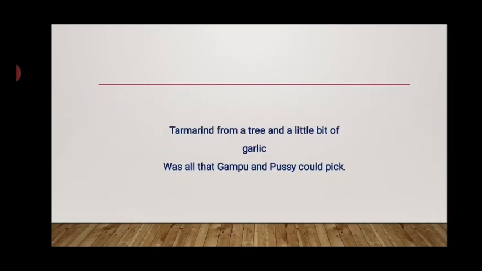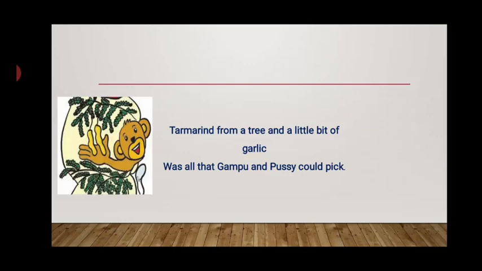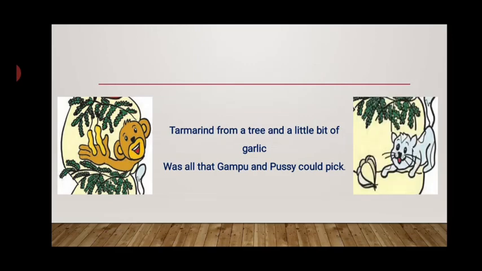Next: tamarind from a tree and a little bit of garlic was all that Gampu and Pussy could pick. Now who is Gampu and who is Pussy? Gampu is a monkey and Pussy is a cat. What did Gampu get from the farm? He got tamarind from a tree. Tamarind we can say in Hindi as imli.